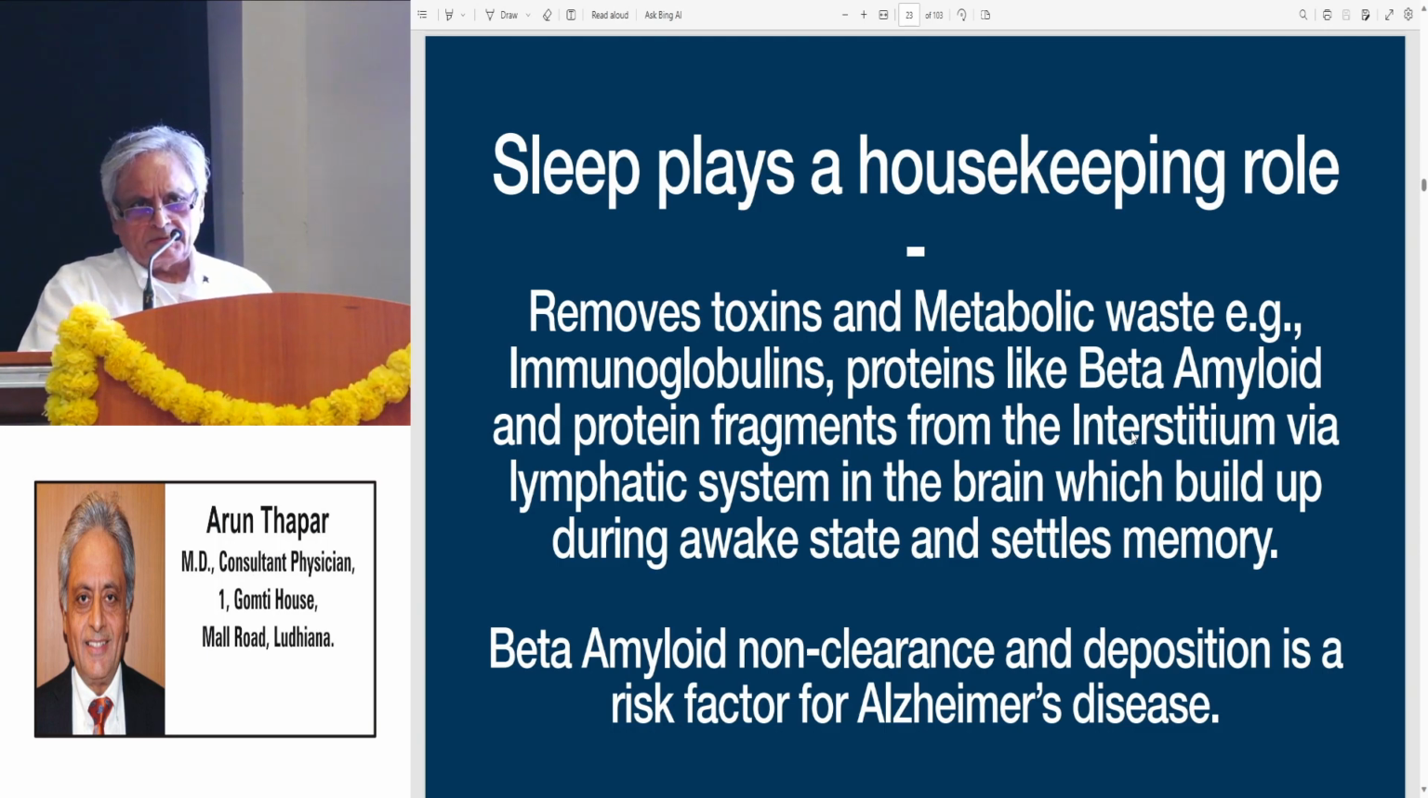And how? Because these things build up during the awake state and they settle down during sleep. Now I'd like to touch a point over here: beta amyloid, if not cleared and deposited, poses a big risk factor towards Alzheimer's.